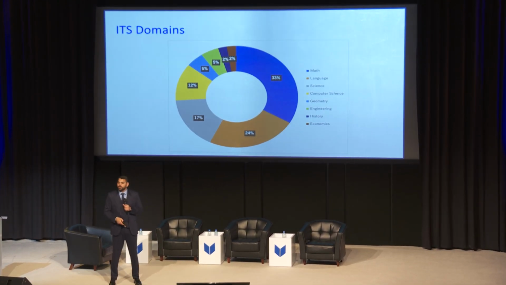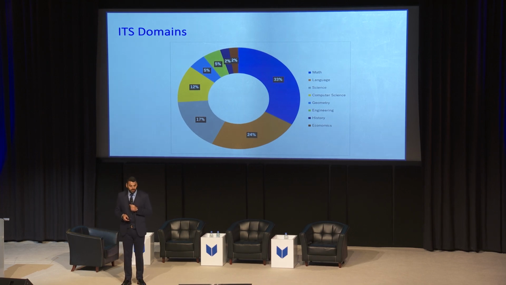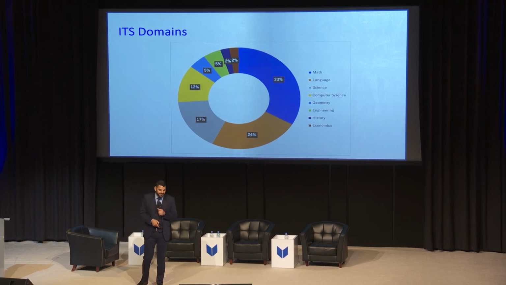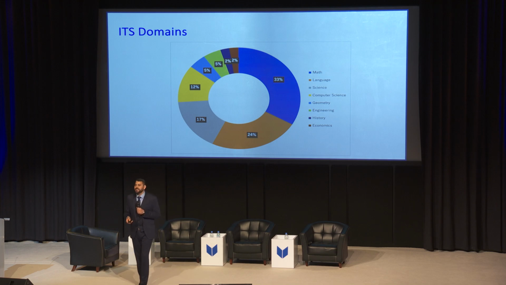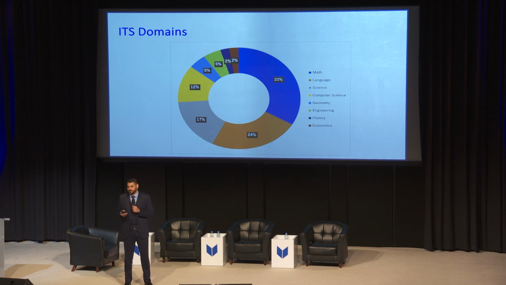Followed by language, learning foreign languages. There are a lot of ITS also on how to learn languages. And after that, science, and 12% is computer science. The other fields are a little bit limited in terms of ITS. It's not because we don't want to develop in these fields. Sometimes it's very hard. For example, in the medical field, developing the ITS is not an easy task.